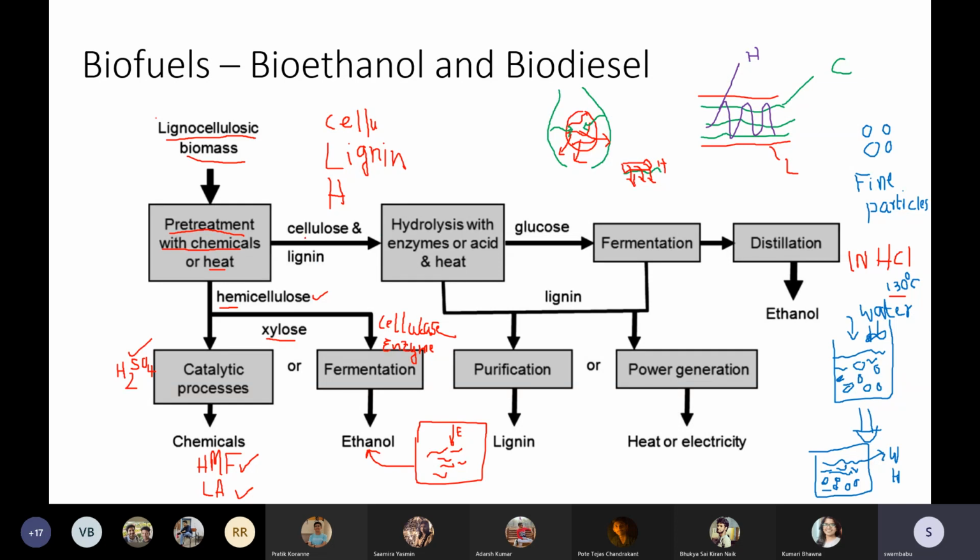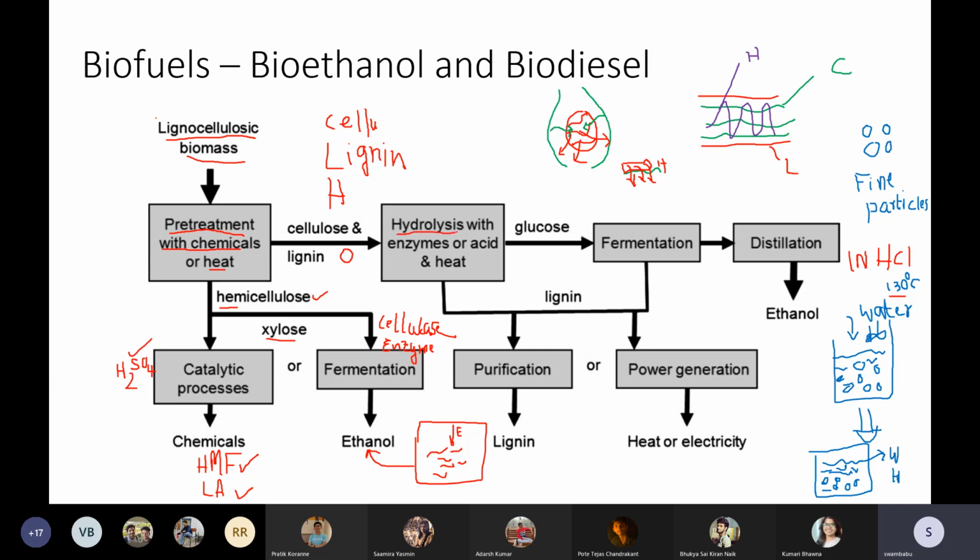So we have cellulose and lignin, which are still present in particle form. Why do they still remain as particles? Because water at 130 degrees centigrade is not sufficient to break the bonding. Why is this holding as a particle? Because of the strong bonding between the glucose molecules in cellulose and between the phenolic components in the lignin. So to break the bonds, we have to do the hydrolysis.